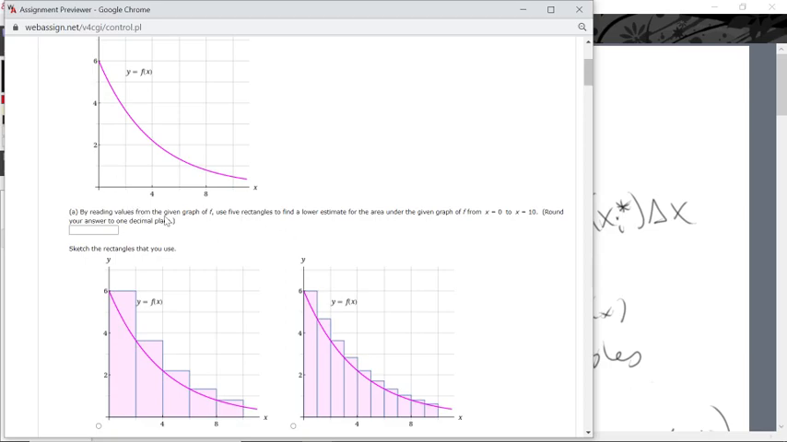Let's say we are choosing right endpoints. We go from 0 to 10, divide that by 5 sub-intervals. Okay, 5 sub-intervals. That means each sub-interval has to have a width of 2. The first sub-interval would be, therefore, from 0 to 2. The next one would be 2 to 4, then 4 to 6, 6 to 8, and finally 8 to 10.